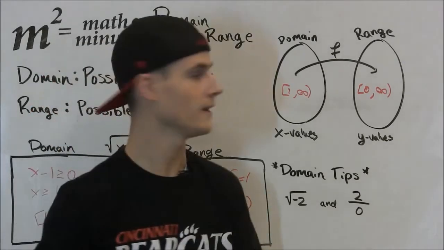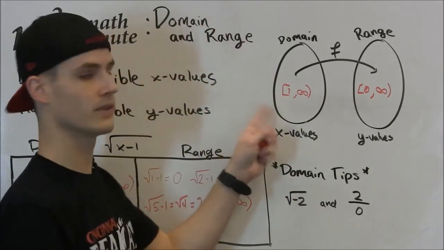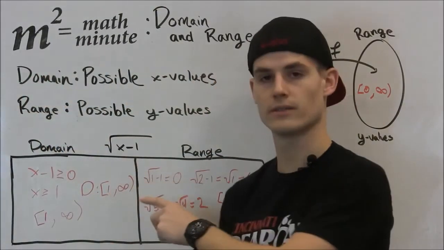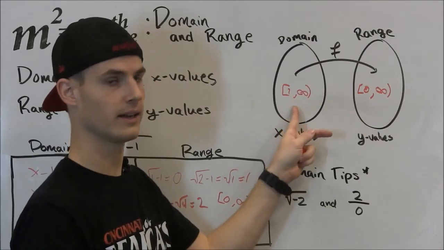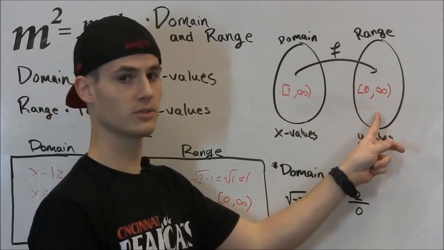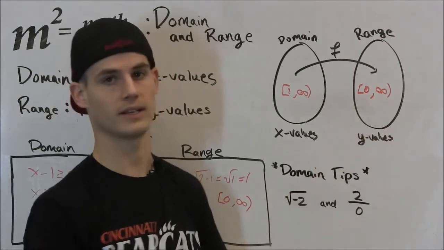Those were our two solutions. So what we're saying now is that for this function, square root of x minus 1, we can plug in anything from 1 to infinity. And our total set of possible solutions is from 0 to infinity.